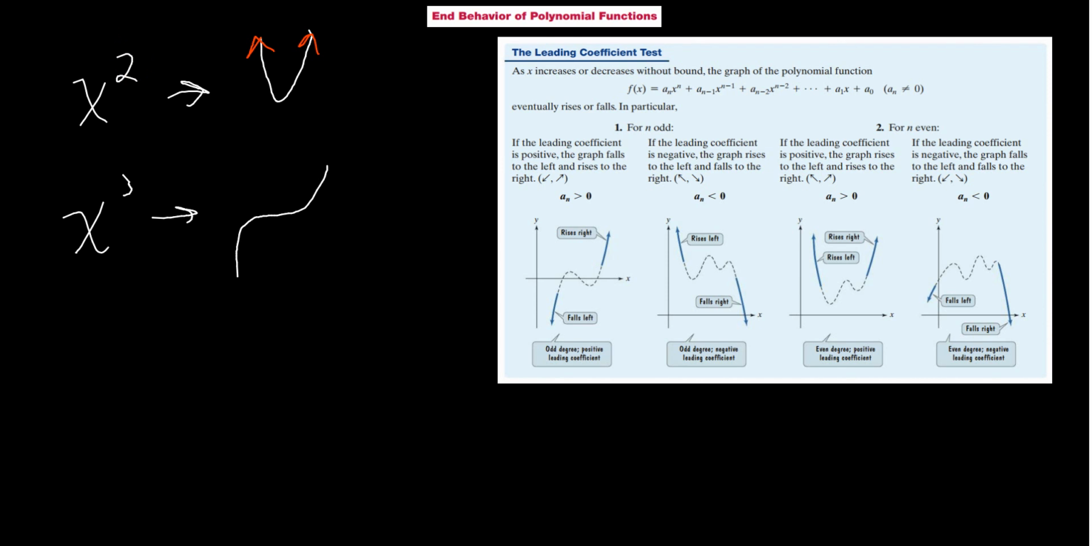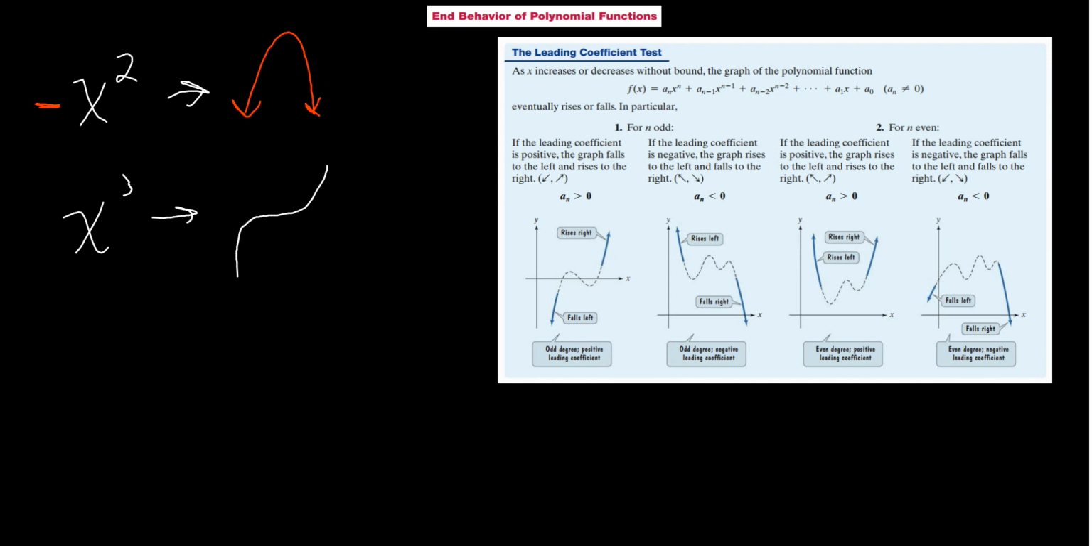Now what if I had a negative x squared? We know that if we take the negative of that function, we're flipping it across the x-axis. Eraser. All right, there we go. So if we're flipping across the x-axis, then we have a parabola that looks something like this, and so the end behavior changes from up to down. And that's the gist of it.